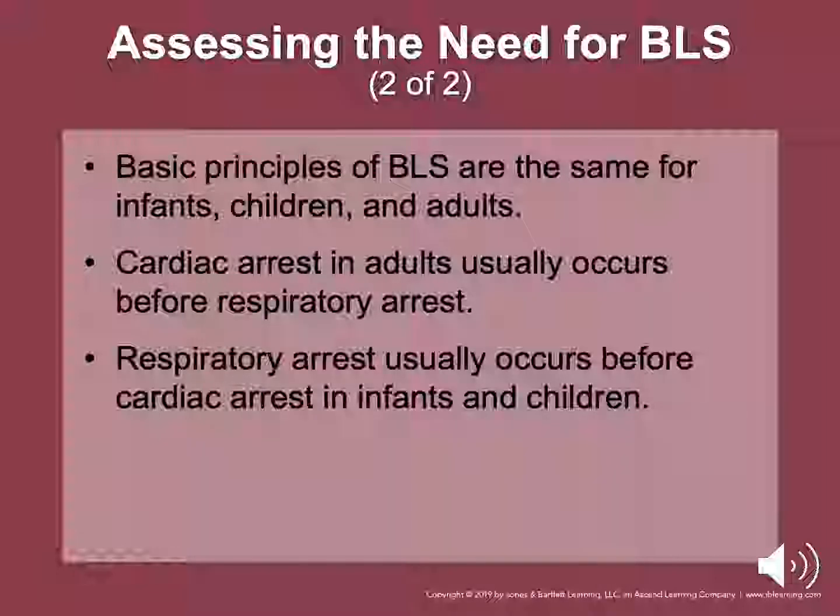Might be a good point to remember there. I always think respiratory with infants. Usually it's a respiratory problem, compromised situation of some sort. Think of that before cardiac with children.